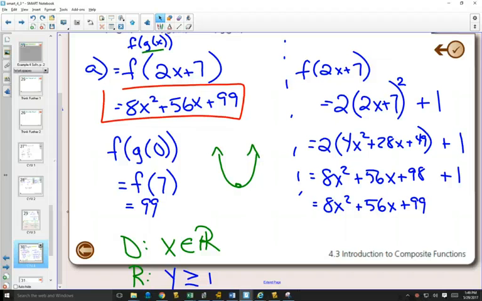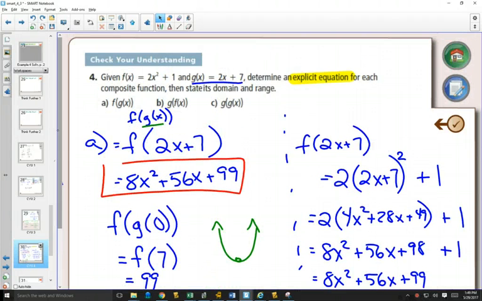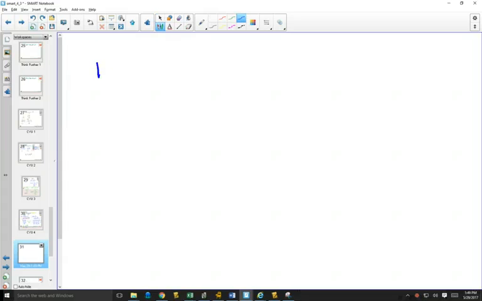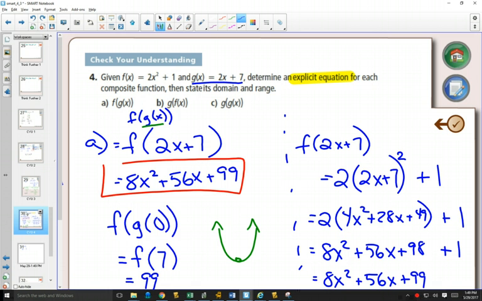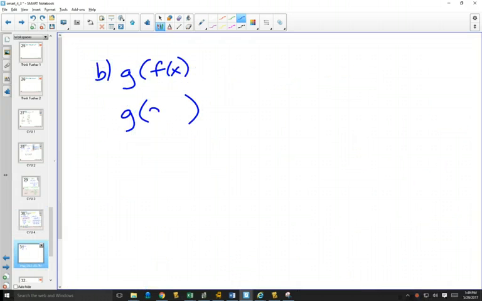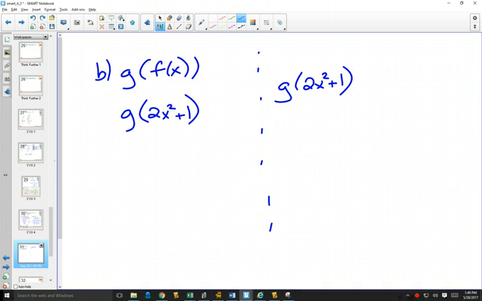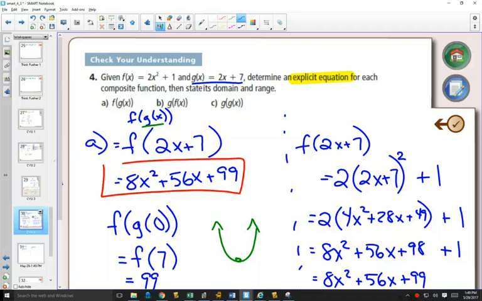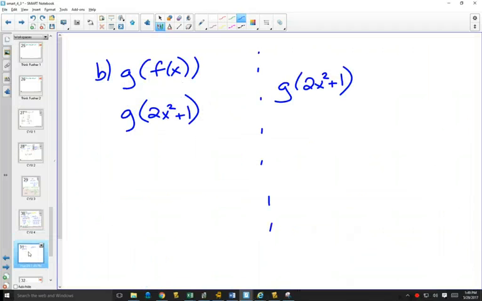Nice. Okay. Part B. Just going to open up a new page for B. G of f of x. And f of x was given to us to be 2x squared plus 1. So we can write that inside right away. And g of x says whatever you put into g gets multiplied by 2, and then you add 7. So if we put in 2x squared plus 1, it's going to get multiplied by 2. Is it add 1 or add 7? And then we're going to add 7.